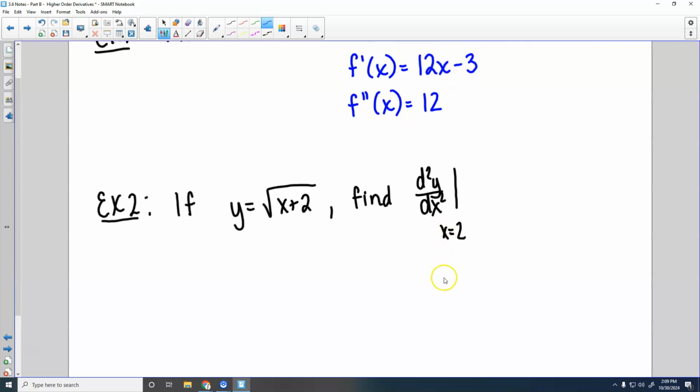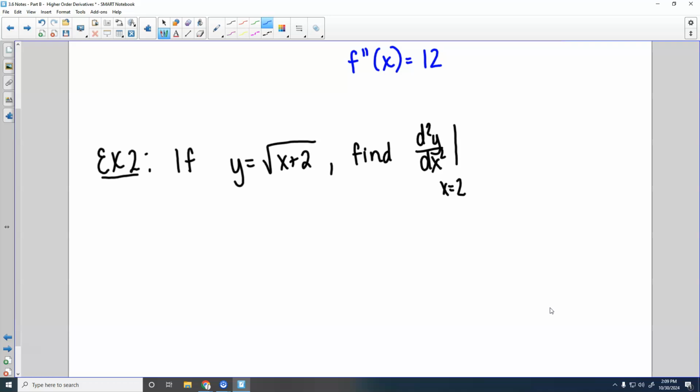Okay, so in order to find the second derivative, you must first find the first derivative. I'm going to think about this as x plus 2 to the 1/2. And so the first derivative is going to equal 1/2 times x plus 2 to the negative 1/2. I would multiply by the derivative of the inside, but what is the derivative of the inside? 1, so it's not going to change anything.